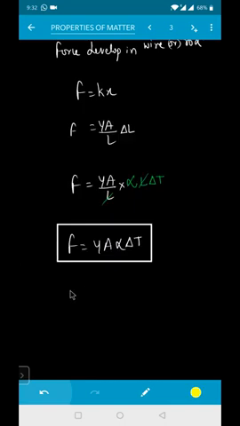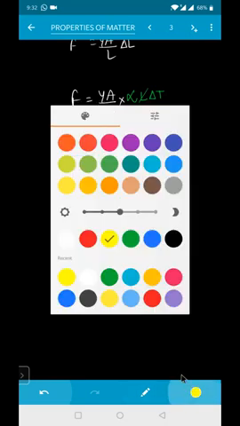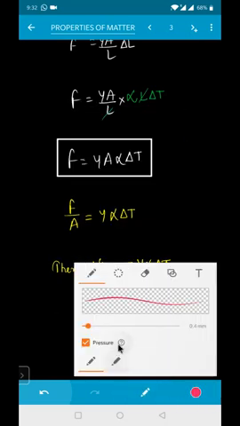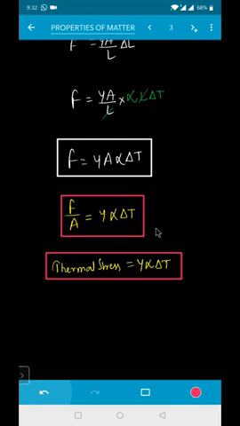I can even write it like this. Force by area is equal to Y into alpha into delta T. Force by area is nothing but what? Stress. So that stress I can write as thermal stress. So thermal stress will be equal to Y into alpha into delta T. Clear? So thermal stress is equal to this much. Very important formula.